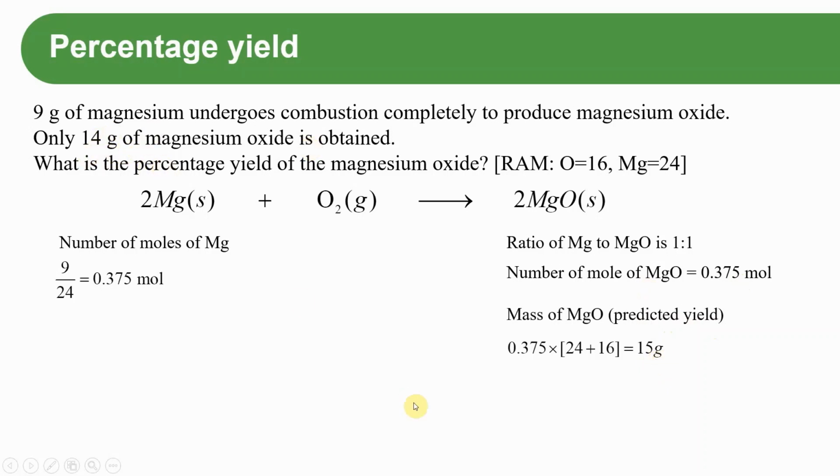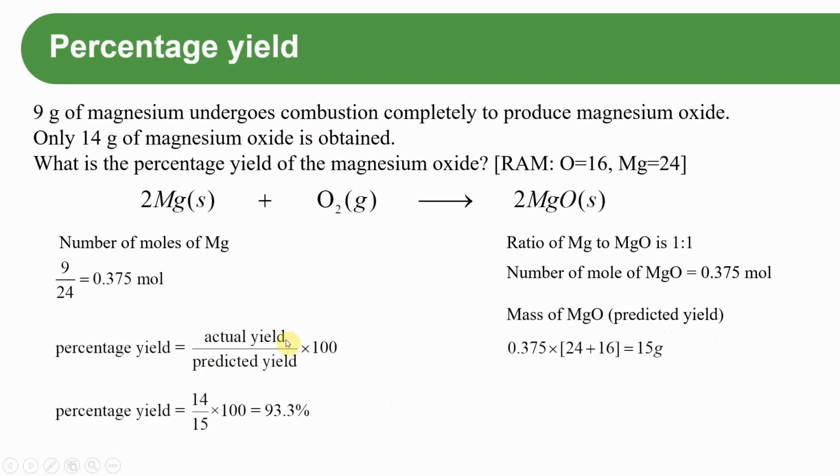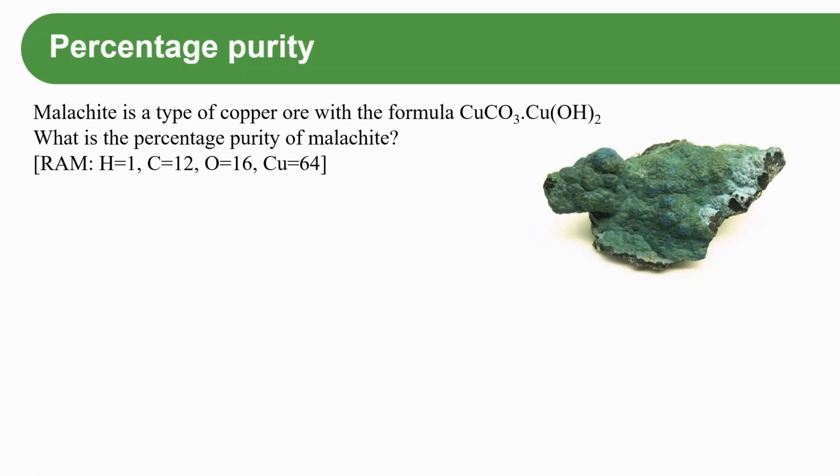So to find the percentage, using a simple formula, actual yield over predicted yield, 14 over 15 multiplied by 100, you'll get 93.3%. So this is how we do calculations for percentage yield. Next one is on percentage purity.